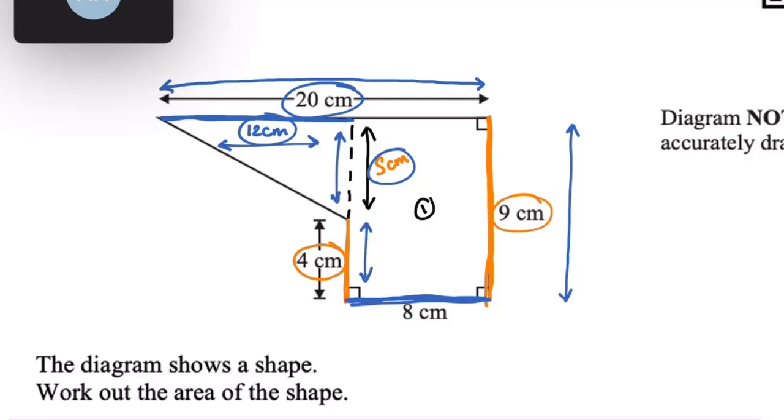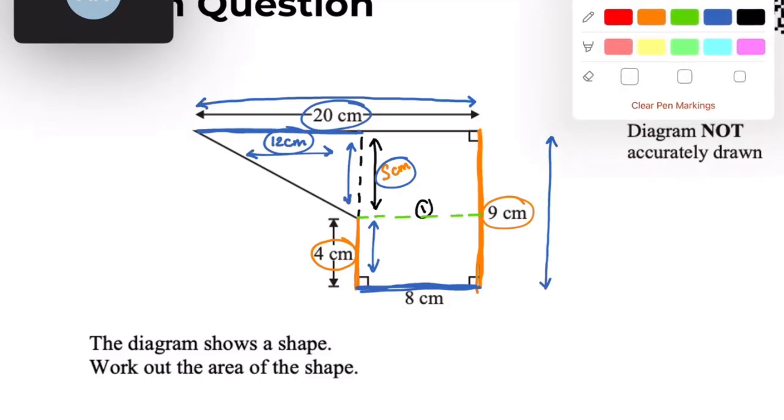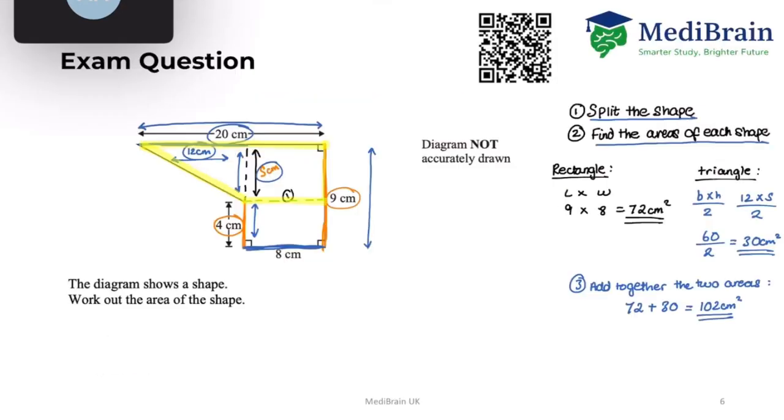If you split the shape into a triangle and a trapezium, that's completely fine. You should get the same answer as well. I split it vertically just so we have a triangle and a rectangle. But if you split it horizontally, if you split it this way, you would have a trapezium. As you can see, you have your trapezium and you have your rectangle. You will still get the same answer. That would still be right.